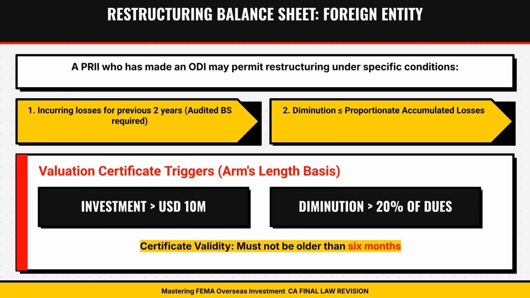Sometimes foreign entities face financial difficulties, and FEMA permits restructuring under controlled conditions. The foreign entity must have incurred losses during the previous 2 years, based on audited financial statements. Any reduction in value suffered by the Indian investor cannot exceed the proportionate accumulated losses. A valuation certificate becomes mandatory if the original investment exceeds $10 million, or if the diminution exceeds 20% of outstanding dues. The certificate must be on an arm's-length basis and cannot be older than 6 months before the transaction date.